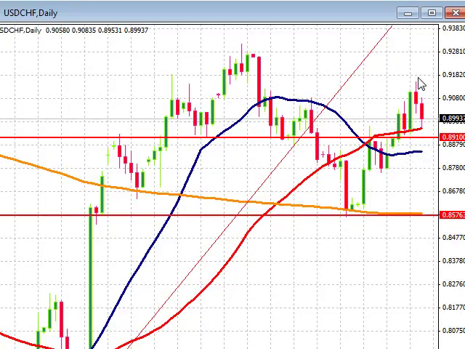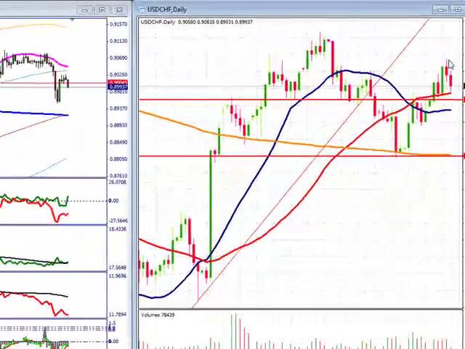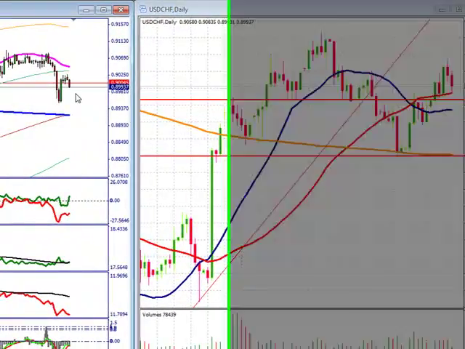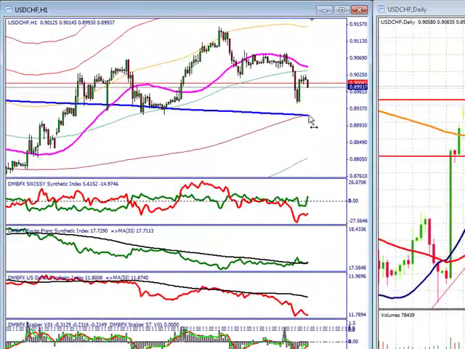Definitely want to watch for a move if we get above these wicks here. But again, with the dollar, what's going to be our catalyst? We don't really have a lot going on this week with the dollar. Here we are in a neutral zone, just above our long-term moving average.